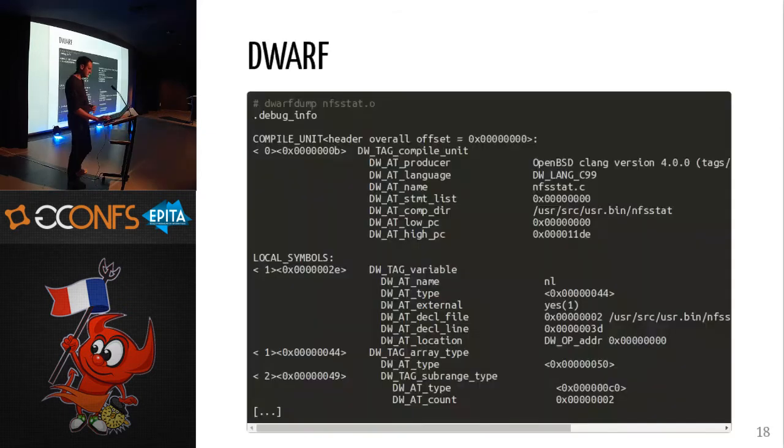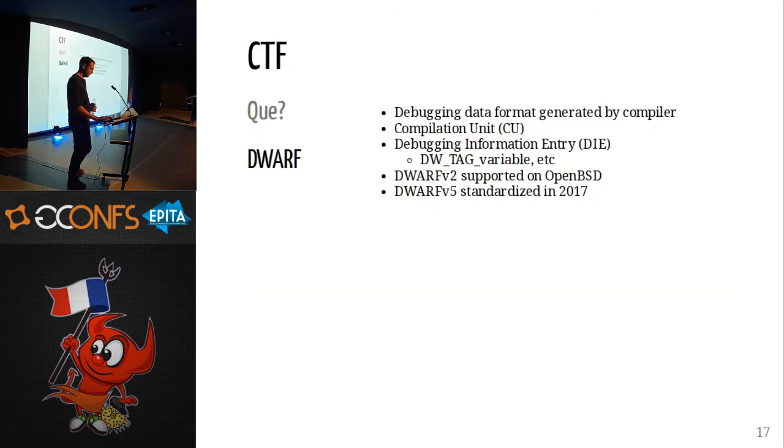So this is some output of dwarfdump with all the information it knows about this object file, and most of it is quite relevant to a debugger, but not for CTF. Quickly going back.